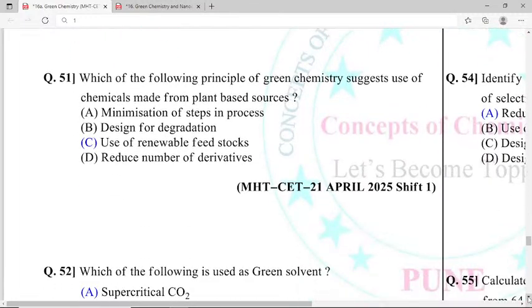Which of the following principles of green chemistry suggests the use of chemicals made from plant-based resources? That's not minimization of steps in the process, and not design for degradation. Use of renewable sources. Yes, it is correct. It is opposite to petrochemicals.